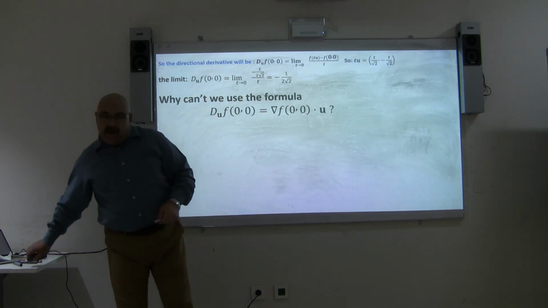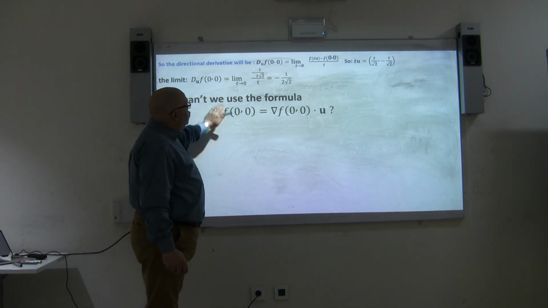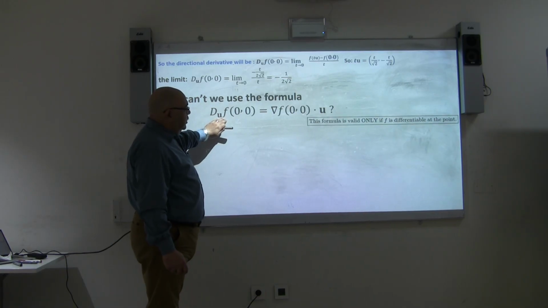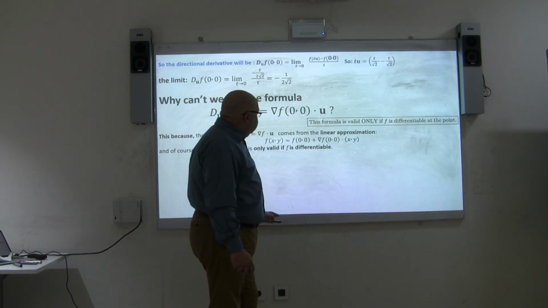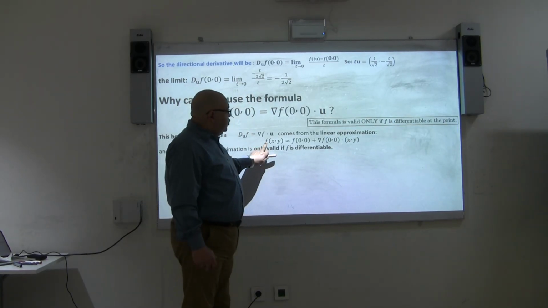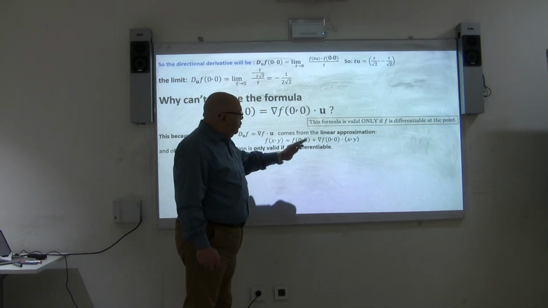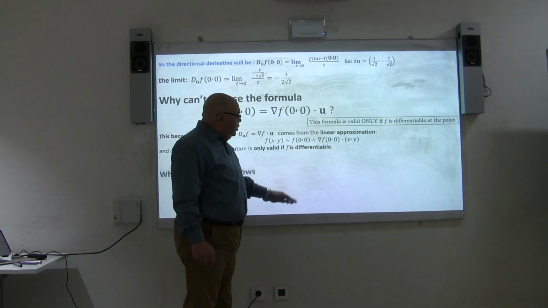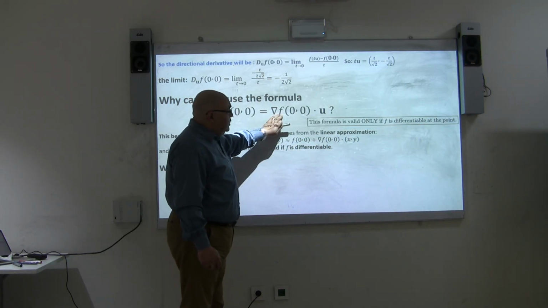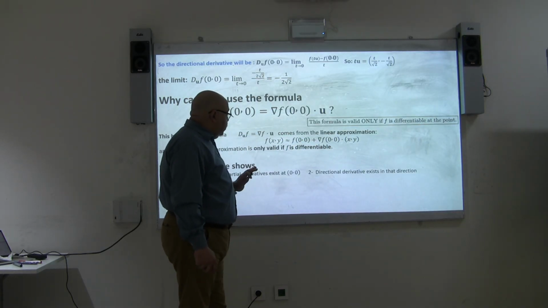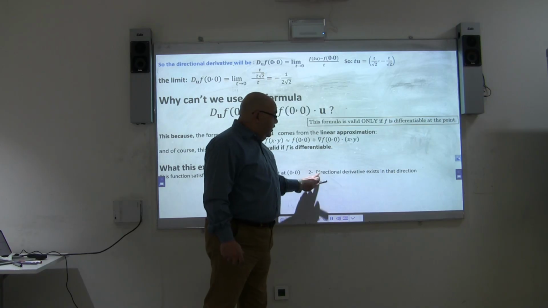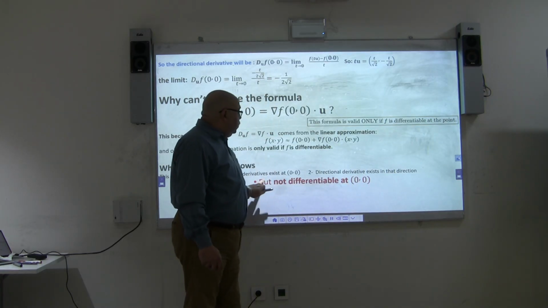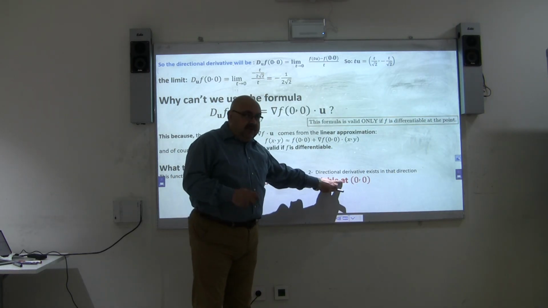Once more, as I told you, if I try to solve the problem using this formula, it is valid only when f is differentiable. If it is differentiable, I can use this approximation. This is why this relation is successful once f is differentiable. So this function has partial derivatives, and the directional derivative exists in that direction, but it is not differentiable at the origin.